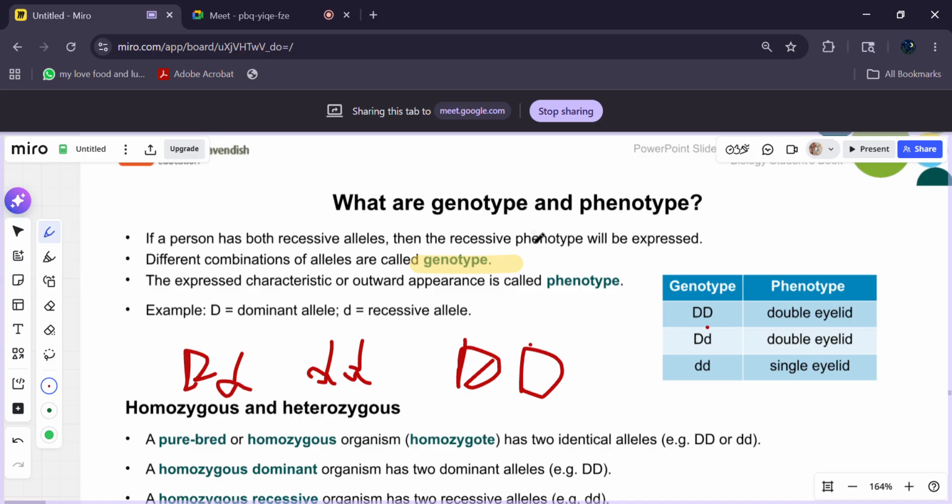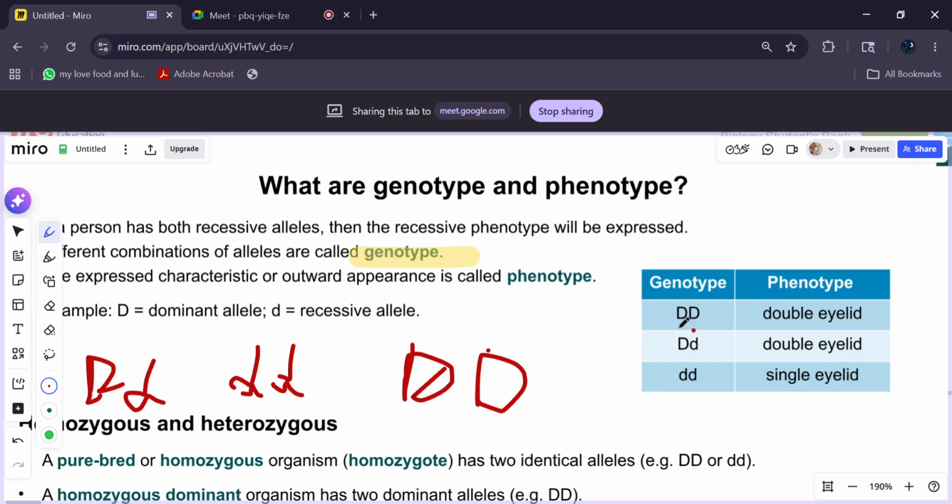Different people have different combinations of alleles called genotype. The expressed characteristics or outward appearance is called the phenotype, as shown in the table. Notice that the dominant alleles will always be expressed when present. That is true because the uppercase letter D is always expressed because it's dominant.